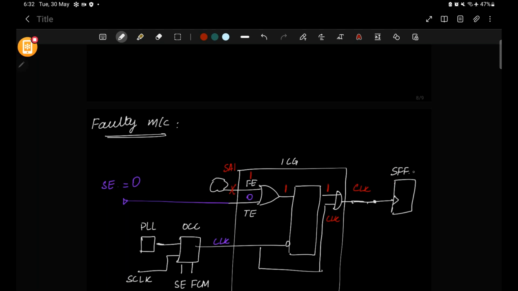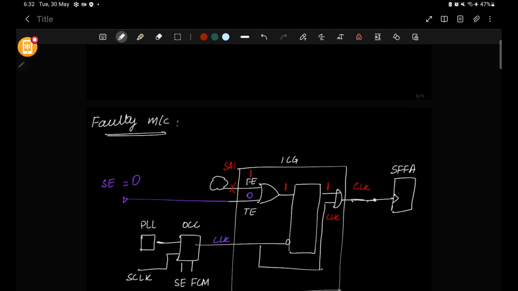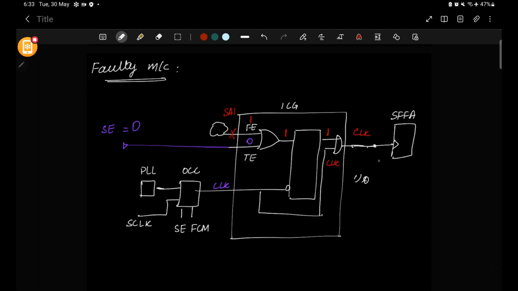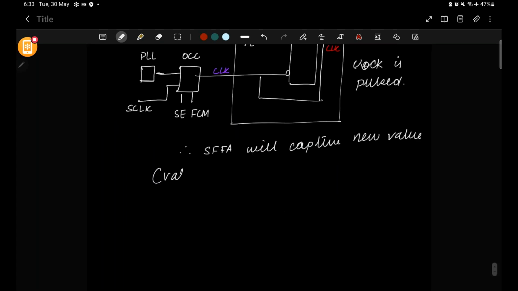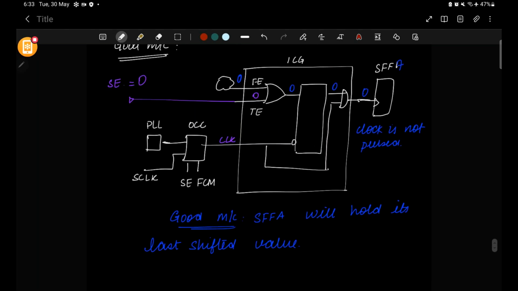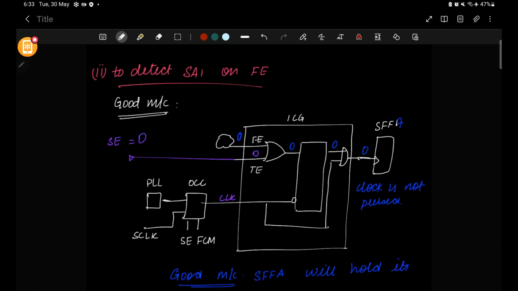This is scan flop A. So here what is happening? Clock is pulsed. In the faulty machine, clock is pulsed now. Therefore, scan flop A will capture a new value, that is nothing but the value at its D pin. So good value and faulty value differ in this way. So in order to detect the faults in the functional enable, the tool will do like this.